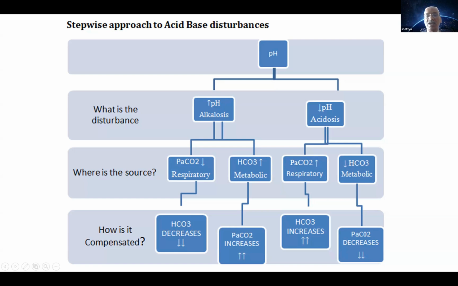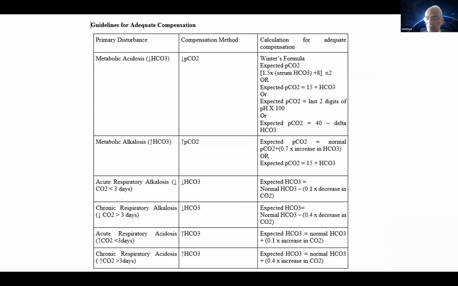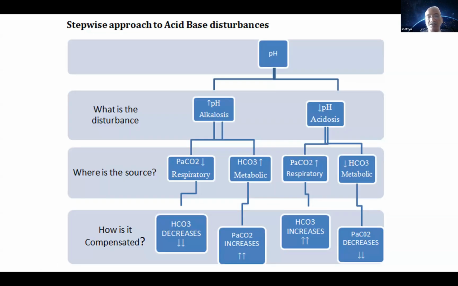And if the pH is high and bicarbonate is high, it is metabolic alkalosis. If the pH is high and PCO2 is low, that is respiratory alkalosis. So if there is a respiratory problem, there will be metabolic compensation.